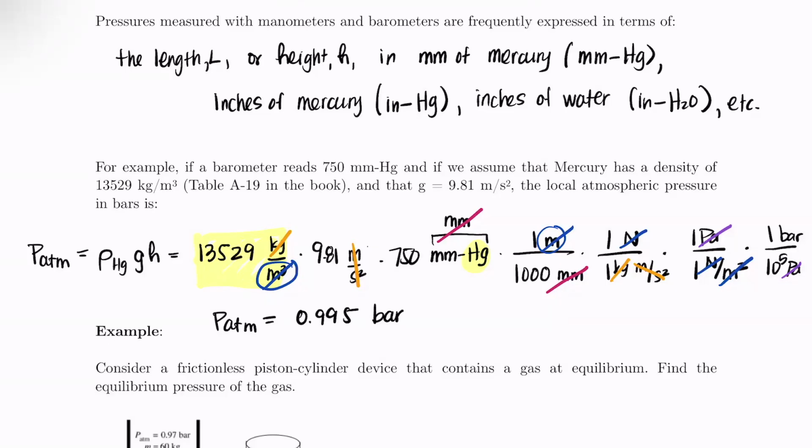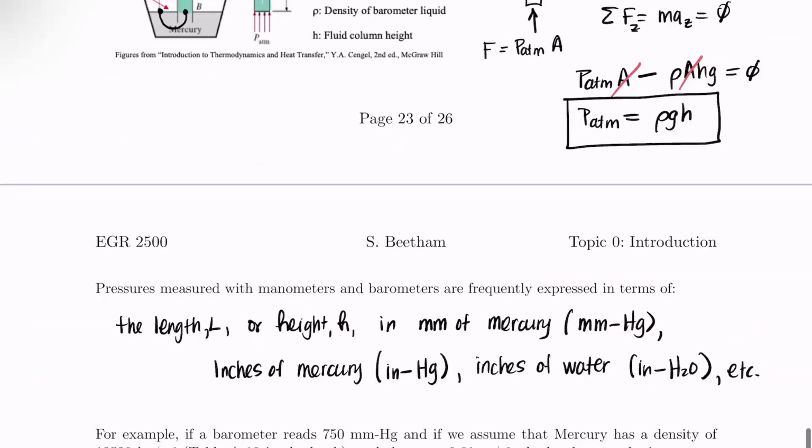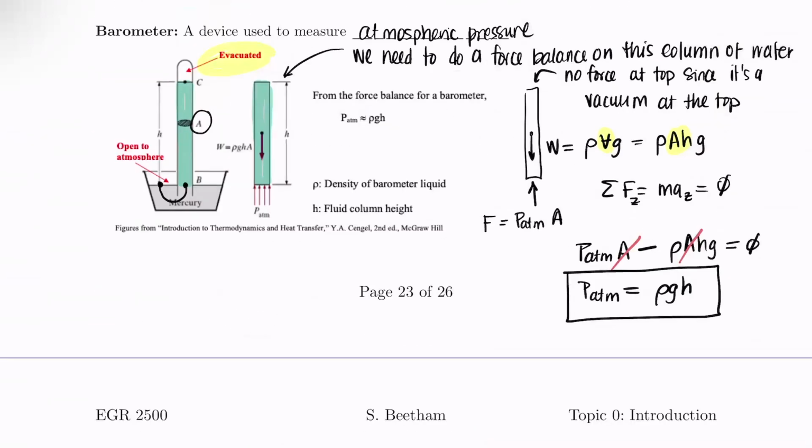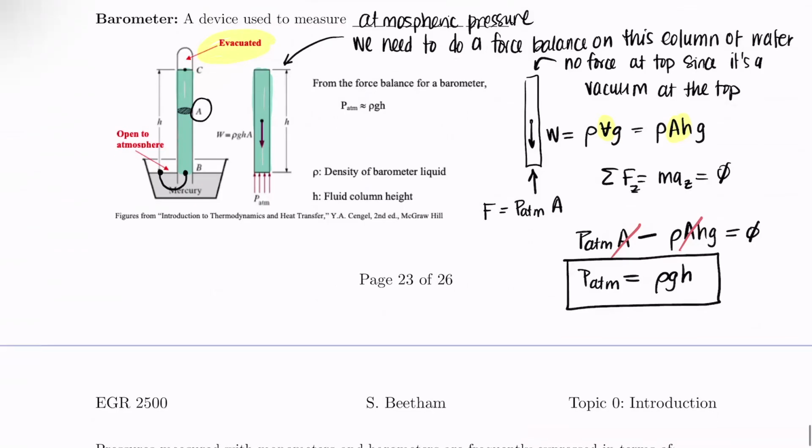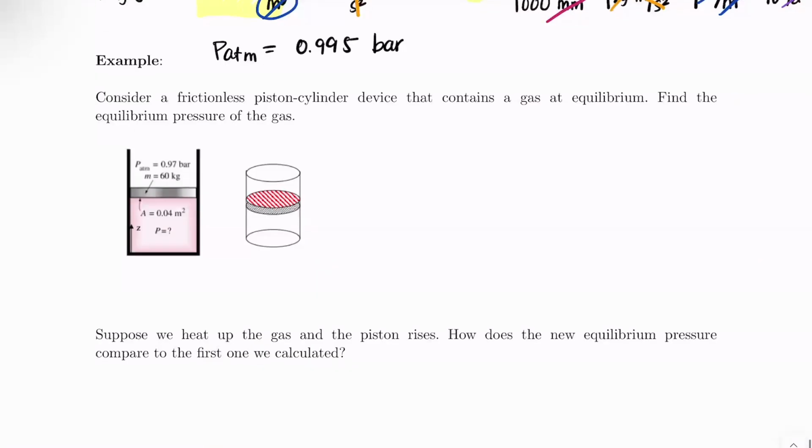All right, so essentially we need to use that equation that we derived here with the force balance that the atmospheric pressure is rho GH. Anytime you're given pressure in terms of a length, you're just getting H and some information about what density to use. Okay. All right, cool. Okay, let's do another example.